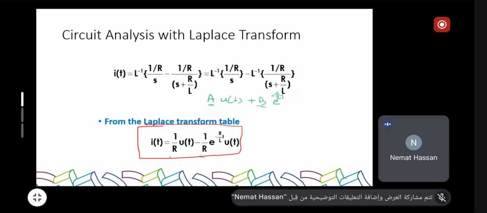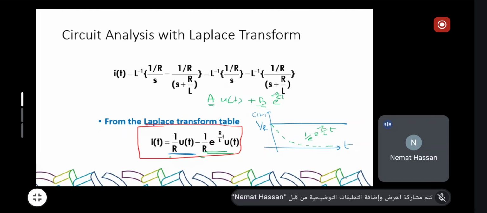If I am to plot it, let us make a plot where this is t and this would be I of t. I of t is basically two terms. There is 1 over r u of t, which is a straight line, so this is this term. And then the second term, which is 1 over r e power minus r over L t, is a decaying exponential that is gradually decreasing.